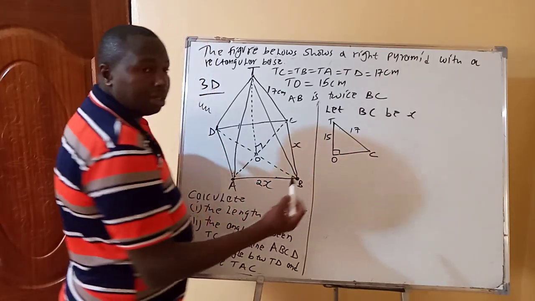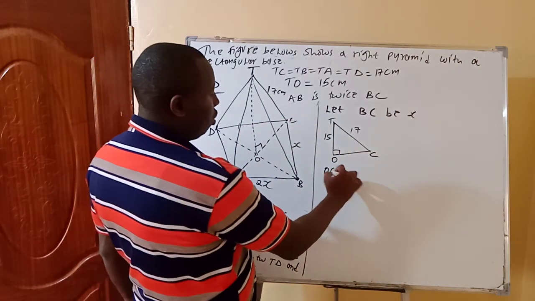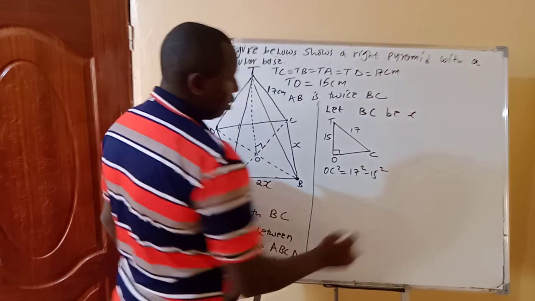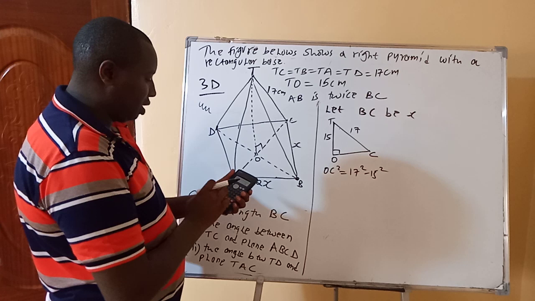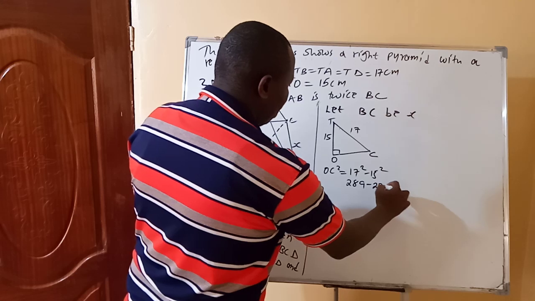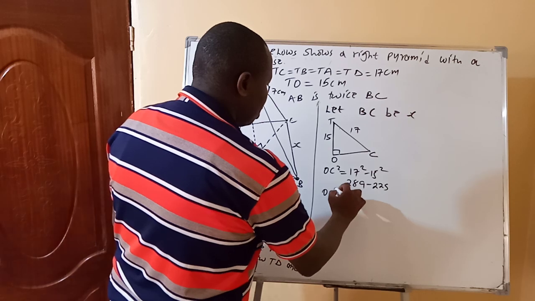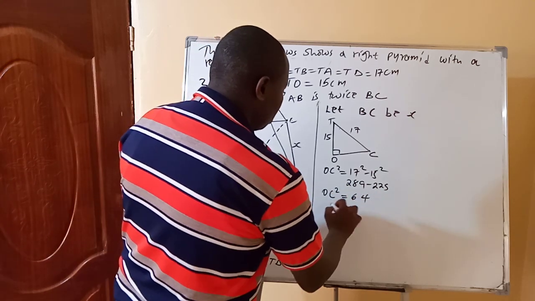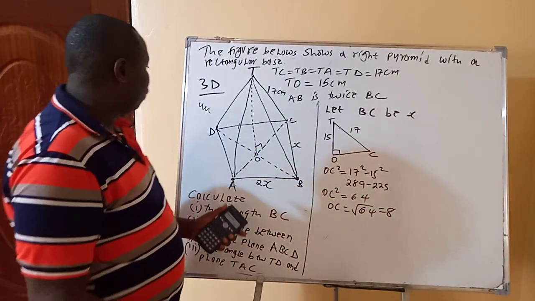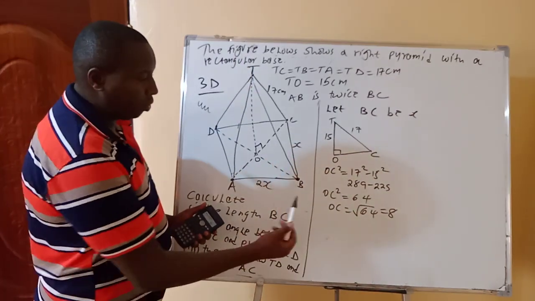To find the length of OC, using Pythagoras theorem, OC squared is equal to 17 squared minus 15 squared. 17 squared is 289, minus 225, you get 64. So OC squared is equal to 64, and OC is the square root of 64, which is 8. Therefore, the length of OC is 8.